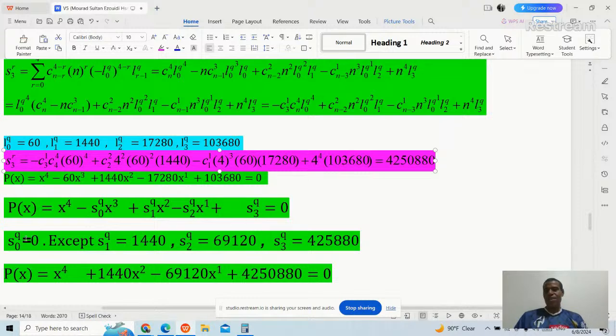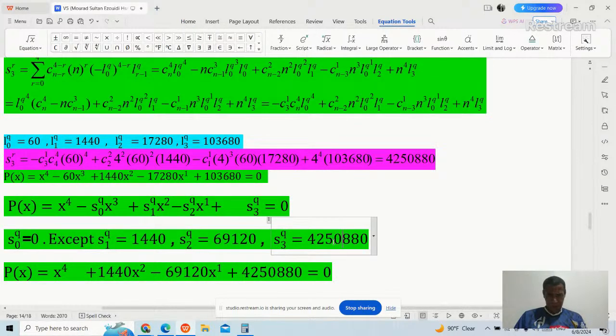You can note that S minus 1 is different to 0, S0 is 0, S1 of Q is 14,1440, S2 is 69,180, and S3 is 4 million 250, I forgot the zero here, 4,240. Okay, now I will write my new polynomial.